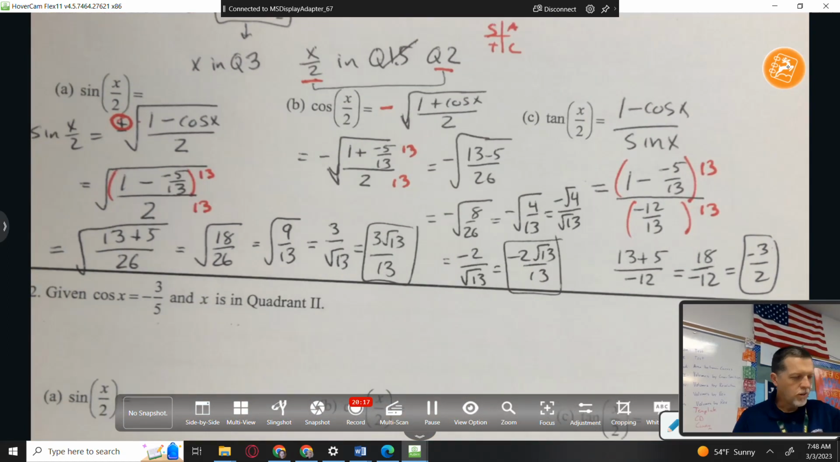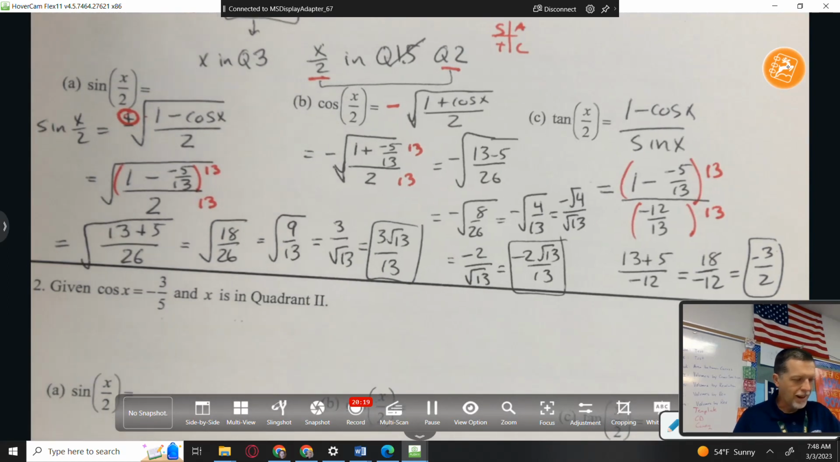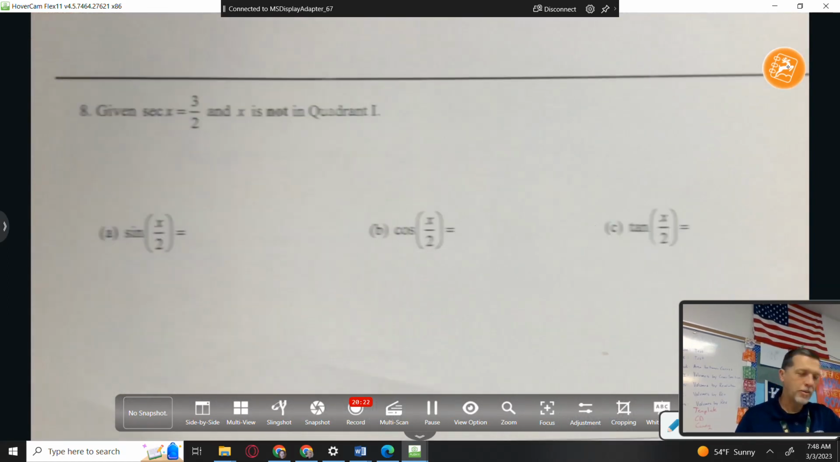Let's skip number 2 because it's the same thing as number 1 and number 3, although somehow that one got labeled number 8.